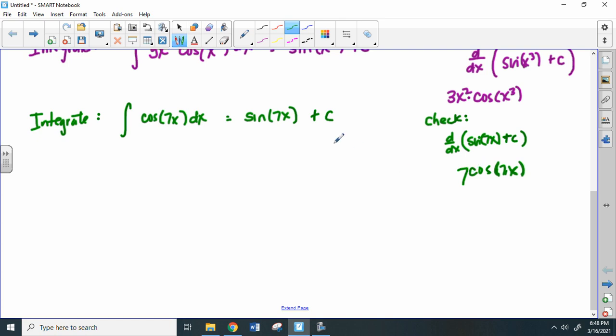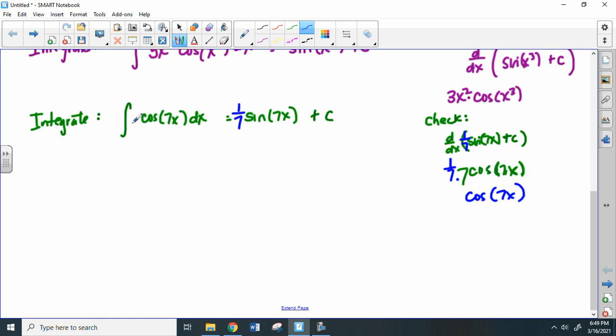All right, and so what I can do to get rid of a number is to multiply by its reciprocal. Okay, and so if I put the reciprocal in front of my answer like that, then when I take the derivative and check it, if the 1/7 is there, then I have to multiply by 7 and the 7's cancel, okay?